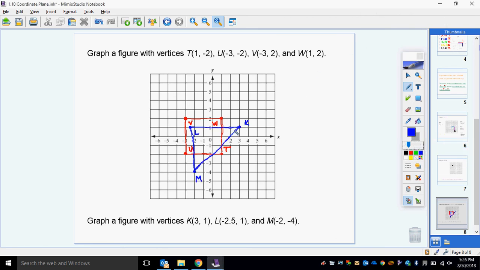Okay, I ended up with a triangle that had a straight line across. L was the tricky one at (-2.5, 1). So start at the origin and go back 2.5. So you're in between the -2 and -3. And you go up 1 full 1. And then (-2, -4) would have been left and then down 4. K was at (3, 1), both positive, so that'd be in quadrant 1.